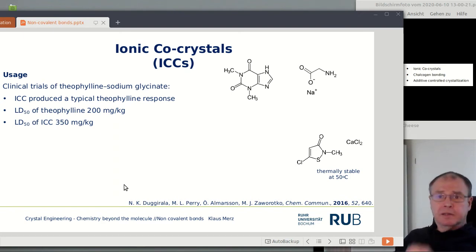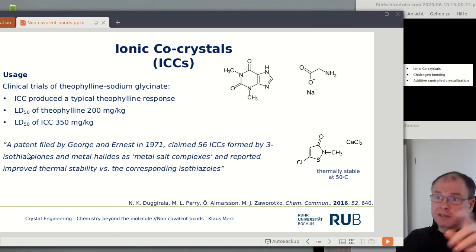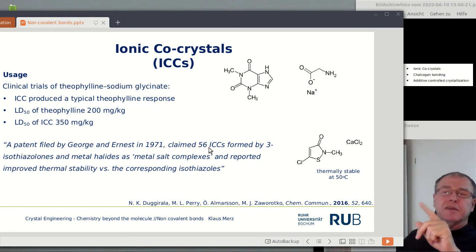And what was the reason? For example, in the 70s, a patent filed in 1971 claimed 56 ionic co-crystals formed by free isothiocyanone, this compound here, and metal halides as metal salt complexes, and reported improved properties, like thermal stability, in comparison to the pure drug.